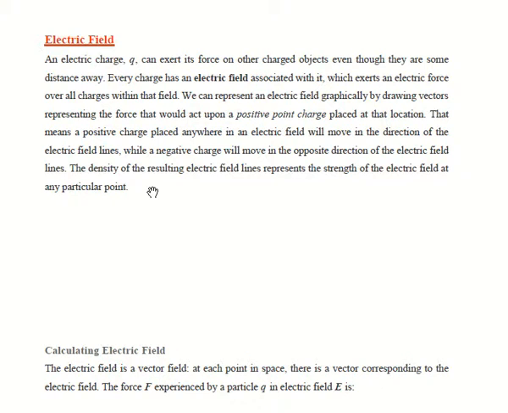So an electric charge, we'll call it Q, can exert its force on any other charged object, even though they never come in contact with each other. We already knew that from the last one. So every charge has this area around it where if anything enters that area, it can exert a force on it, and we call that area the electric field.